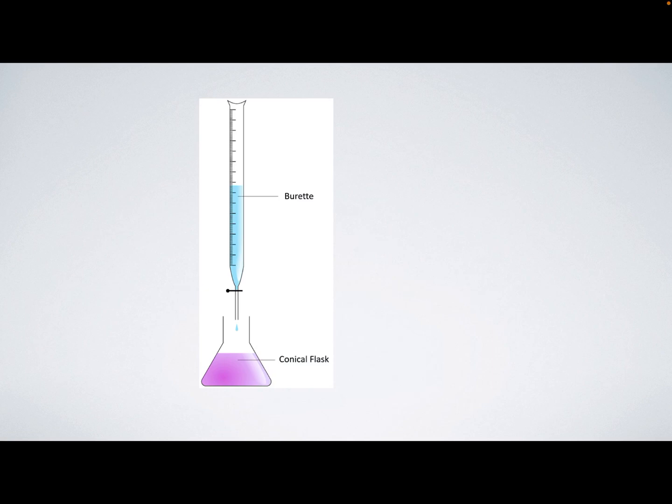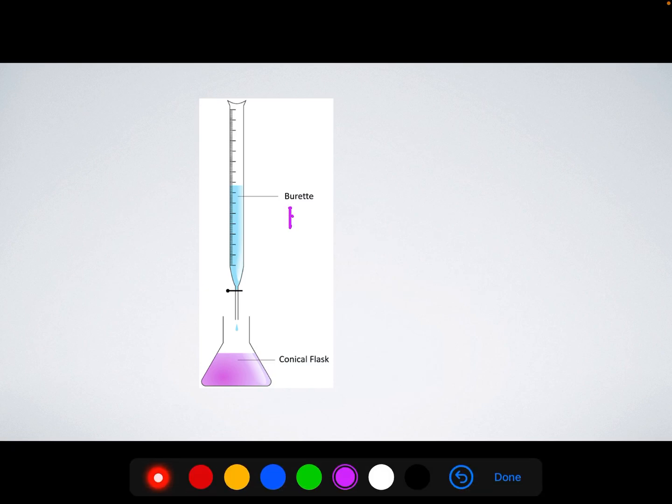Okay, if you still remember, this is how titration looks like in the laboratory. We have a burette that is usually filled with titrant, and we have a conical flask that is usually filled with analyte. Now, titrant is usually a solution with known concentration. Usually, we know the concentration of the solution that we put inside the burette, while analyte is the solution with unknown concentration.